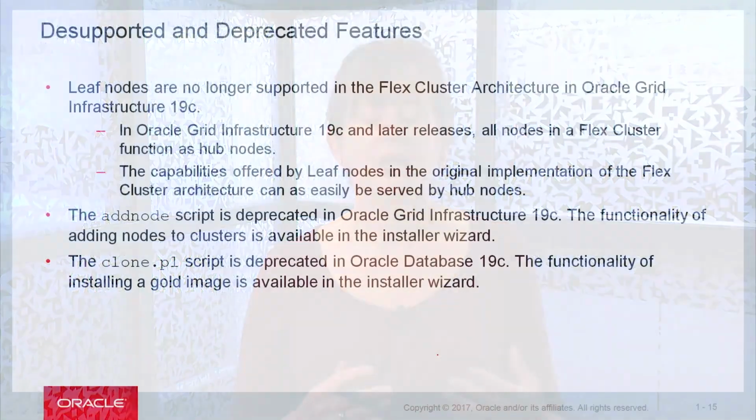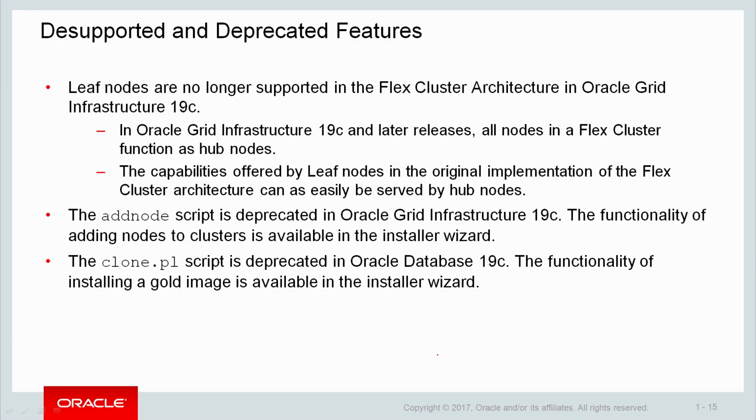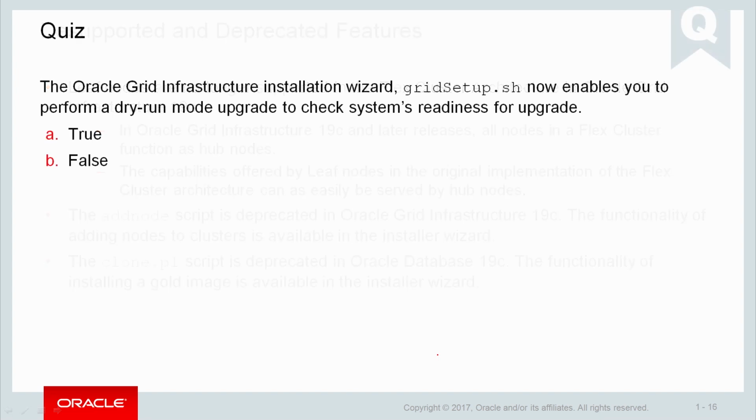We can use grid-setup.sh to create our own images, and we can use grid-setup.sh to actually install from an image as well. So the functionality of installing a gold image is now available in the standard installation wizard. A couple of quiz questions to finish this lesson.